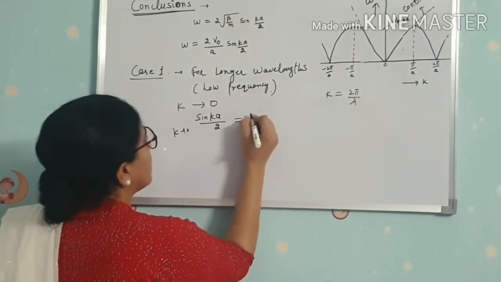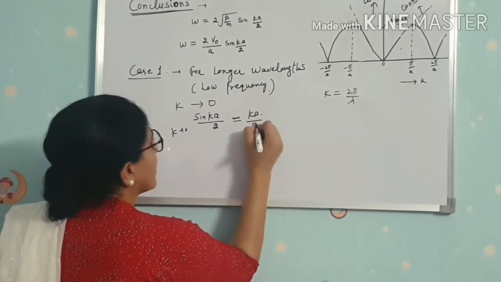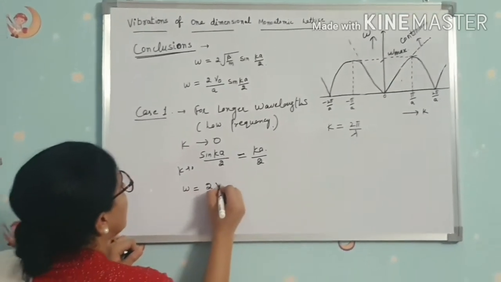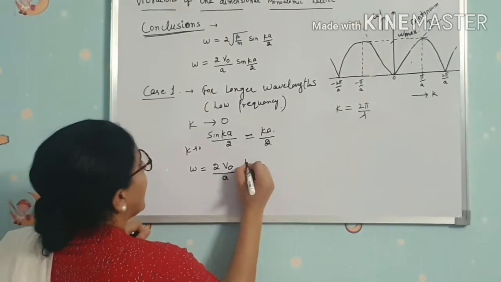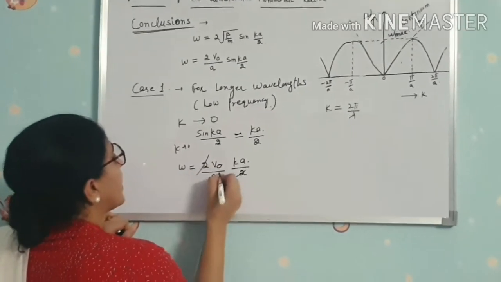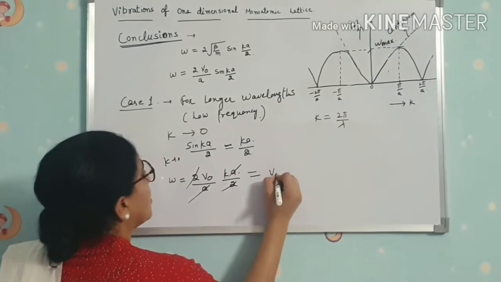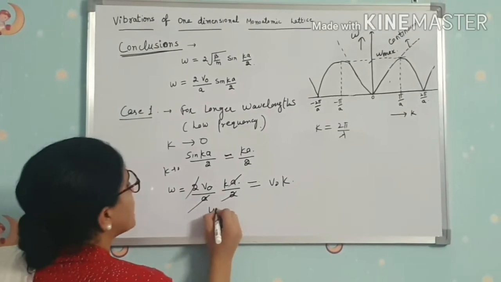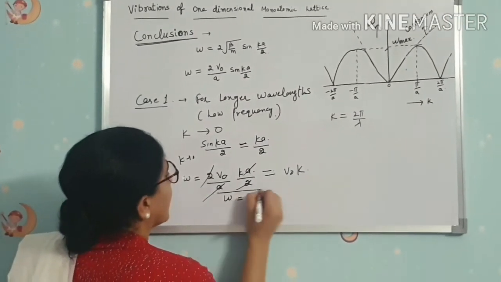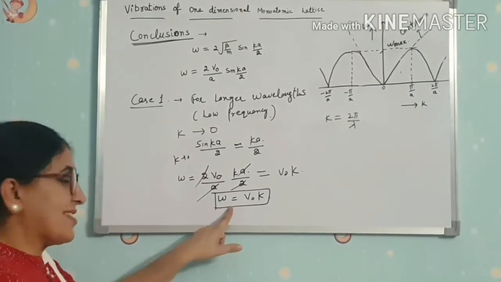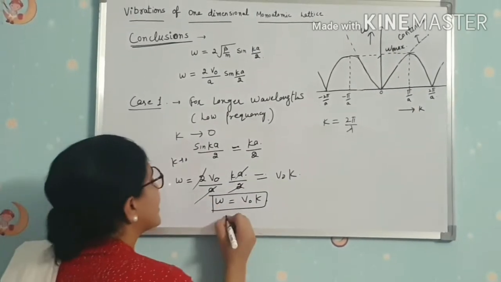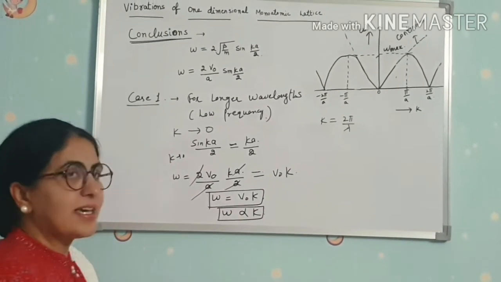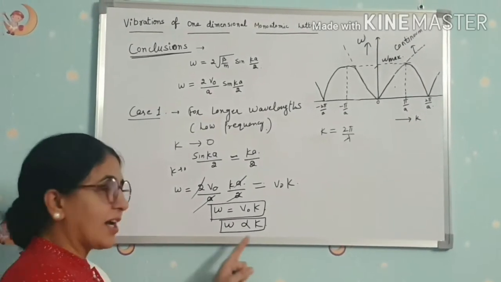So this is equal to k by 2. Put here, omega is equal to 2 v naught upon a, k by 2. 2 goes with 2, a goes with a. This is equal to v naught k. So omega comes out to be v naught k. Since v naught is constant, omega is directly proportional to k. So the graph will be linear.